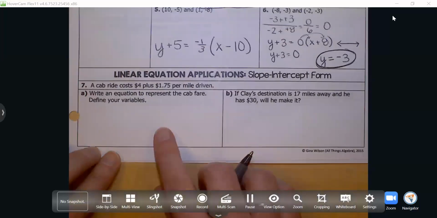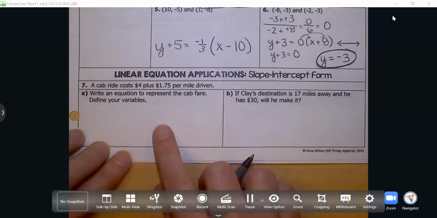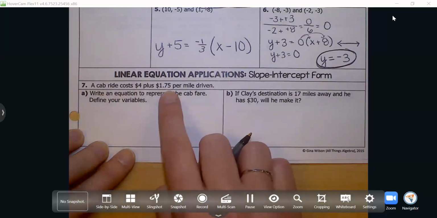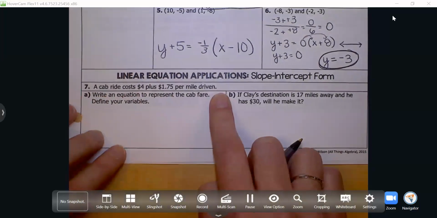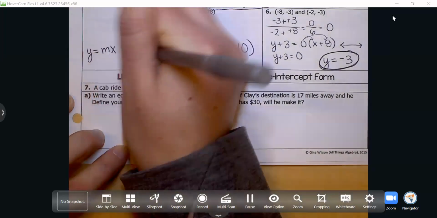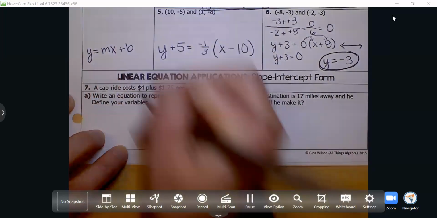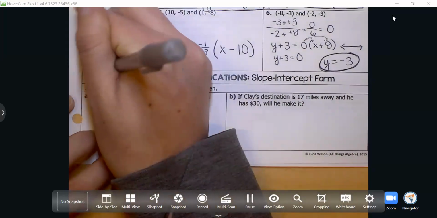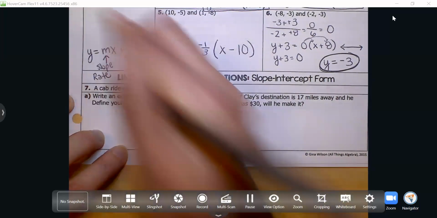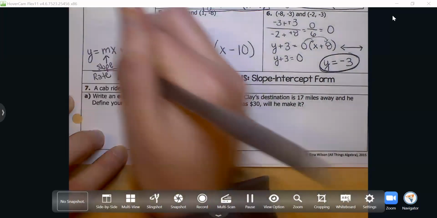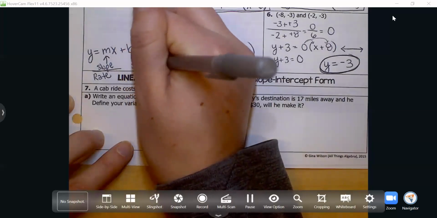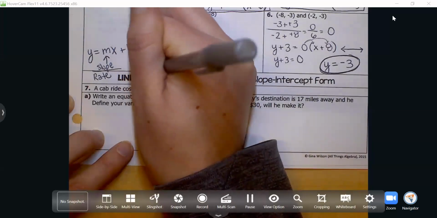Now let's go ahead and move on to writing some equations. It says a cab ride costs $4 plus $1.75 per mile driven. Now let's remind ourselves about a nice equation, y equals mx plus b. That slope is really the same thing as my rate of change, slope or rate, and that y-intercept actually could be considered my starting point.